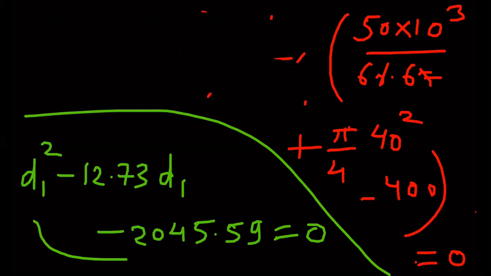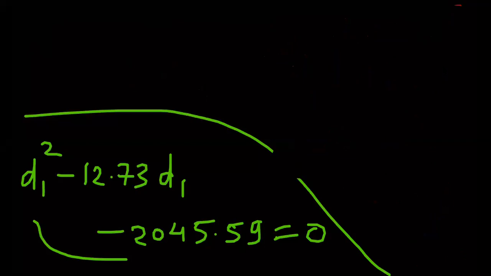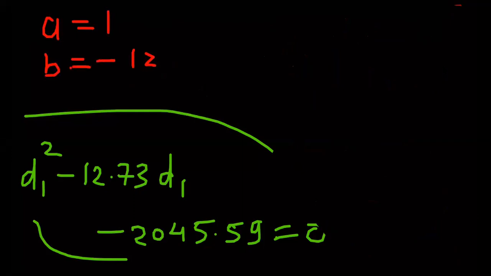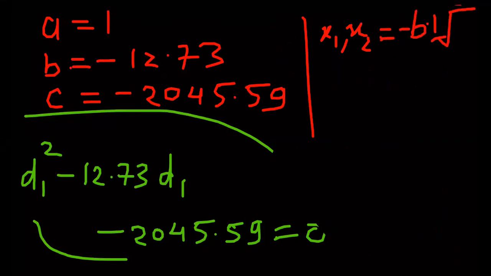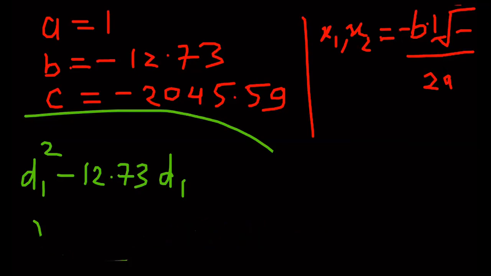Just compare this with A, B, C. So first you will get A is equal to 1, B is equal to minus 12.73, and C is equal to minus 2045.59, and you have the equation x1, x2 is equal to minus b plus minus root of this by 2a. Okay, I will write this equation. Here I will just calculate for you.